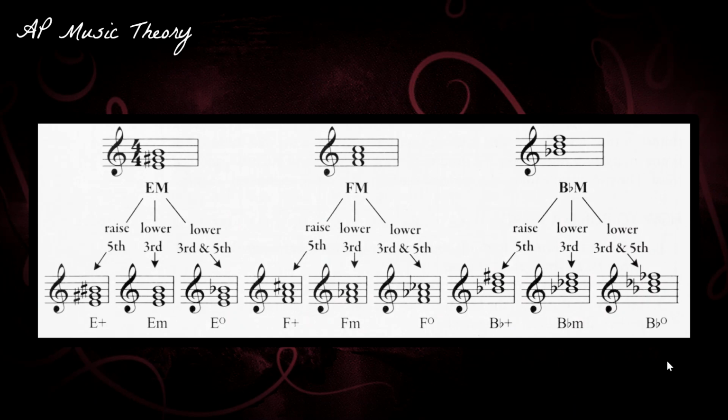So here we have an E major chord. We can raise the fifth and we have an E augmented. We can lower the third and we have an E minor, or we can lower the third and the fifth to have an E diminished. Same thing with all of these. This is how we change chords to be different.